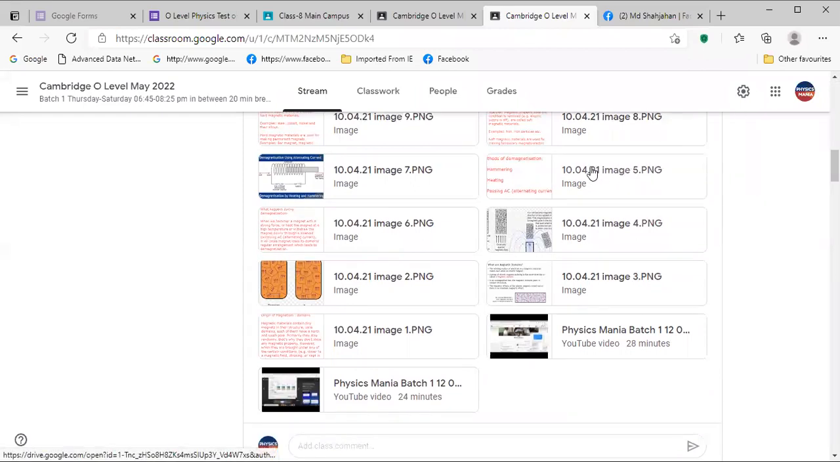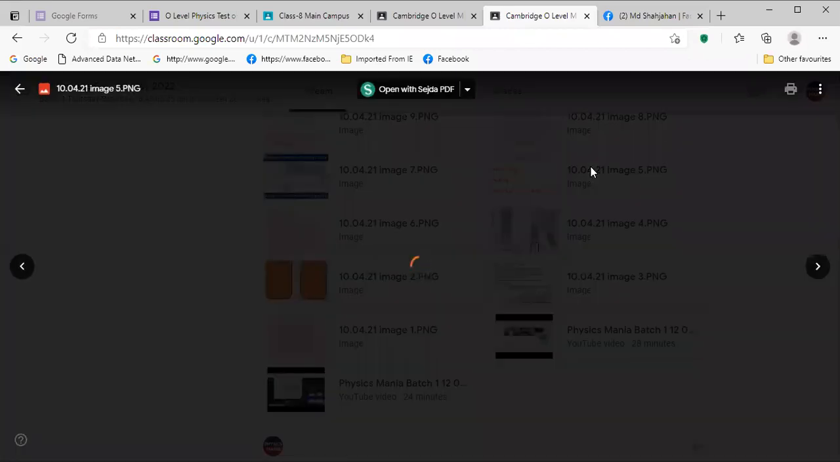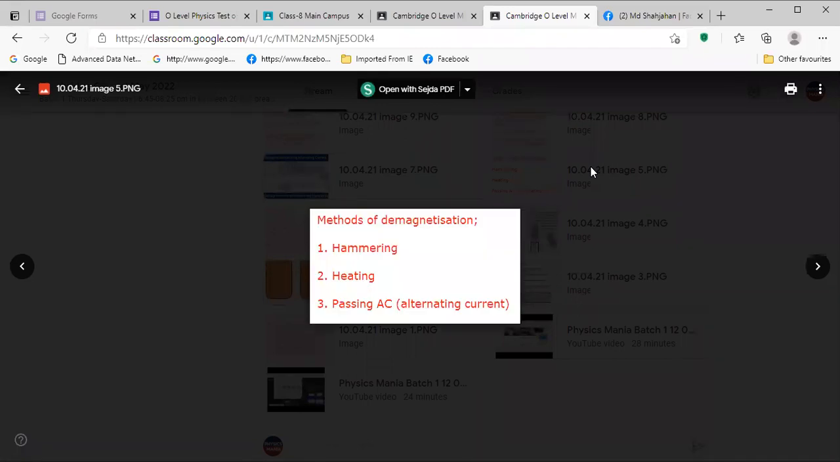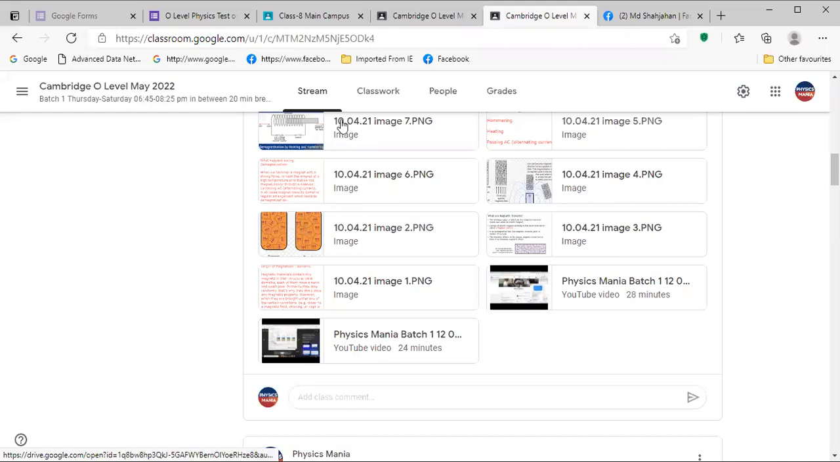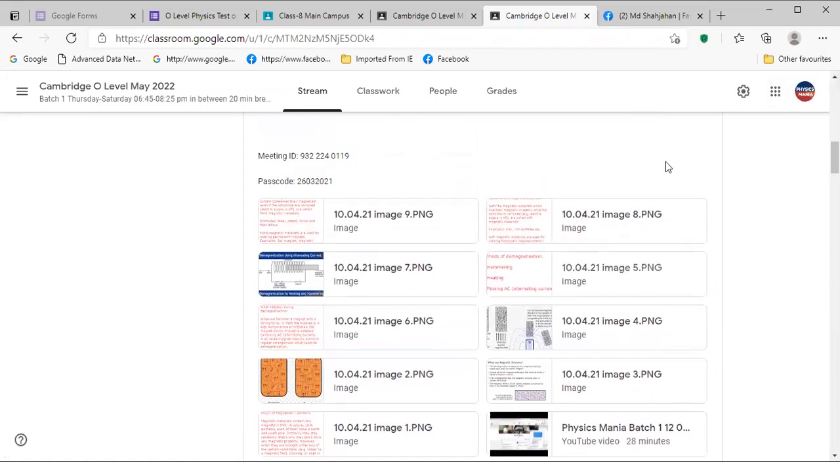Then in our class, we also got methods of demagnetization: hammering, heating, and passing AC. If we do any of these three, then the regular arrangement of the domains becomes distorted. Then the magnet loses magnetism, and this process is called demagnetization. So there are three processes we got, and here we have an explanation of these three processes.